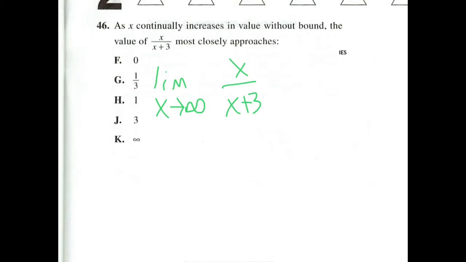Just think, right? As x gets really high, say 1,000, then the value of this function will be what? 1,000 over 1,000 plus 3, which is 1,003. And this is pretty close to 1, right? I mean, it's almost 1. So yeah, you just think this is the x over x, right?